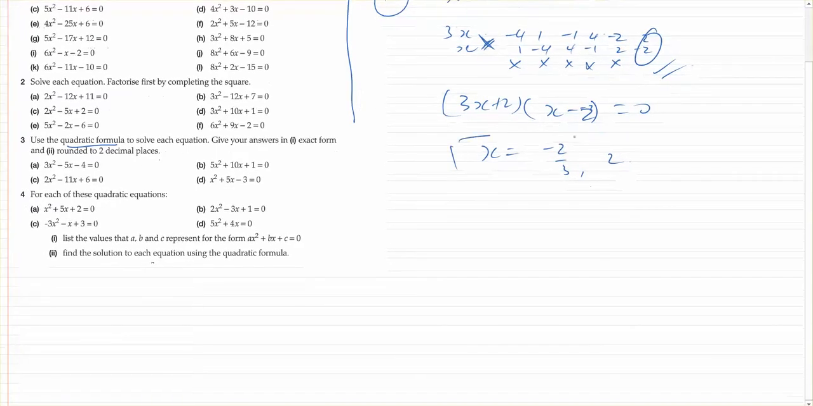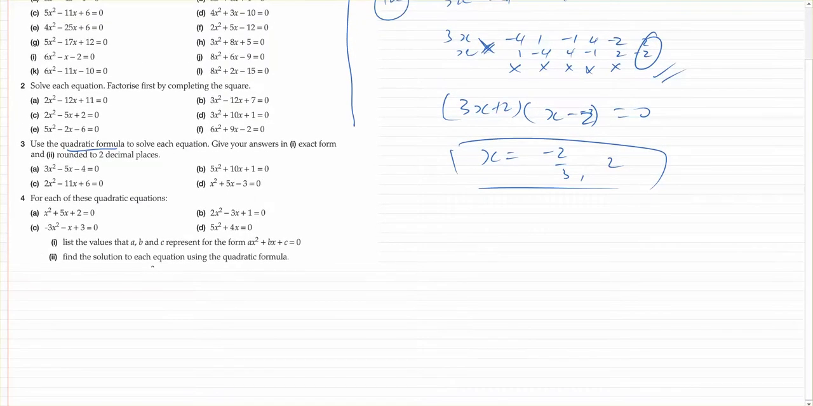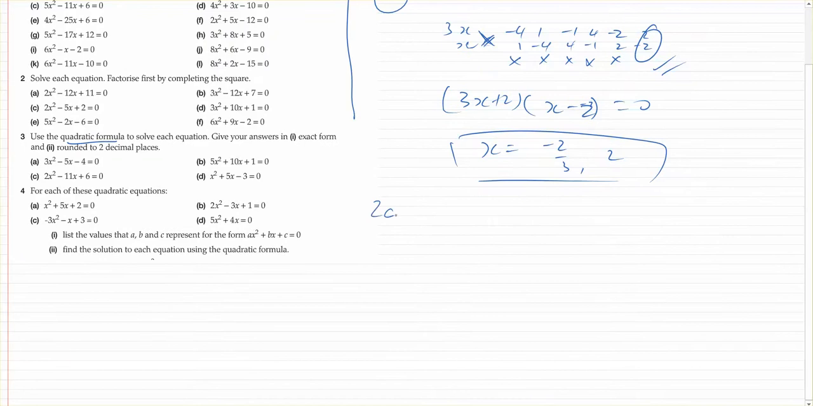Alright, so basically question 1 is all about the cross method. You've got to check which combination works, and you've got to solve it. In the test, it will actually tell you which method to use, okay? We'll do 2a. Solve each of these ones by completing the square.